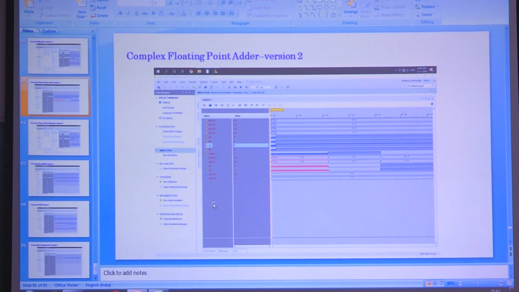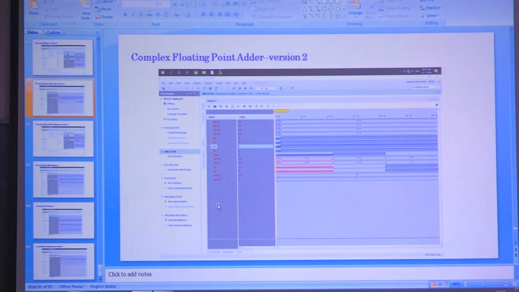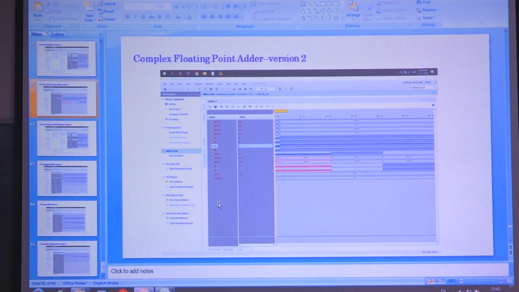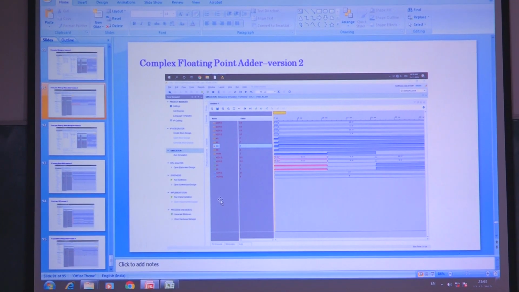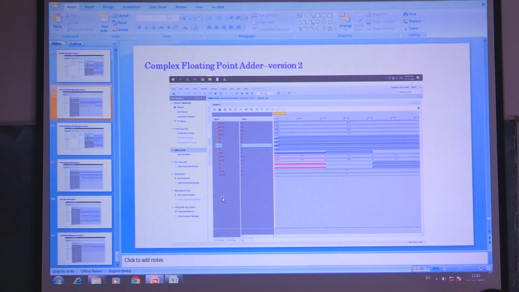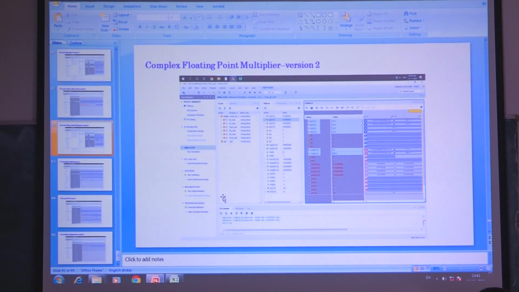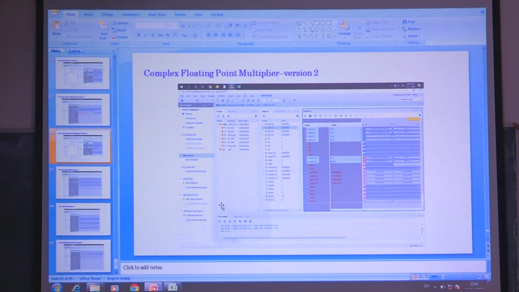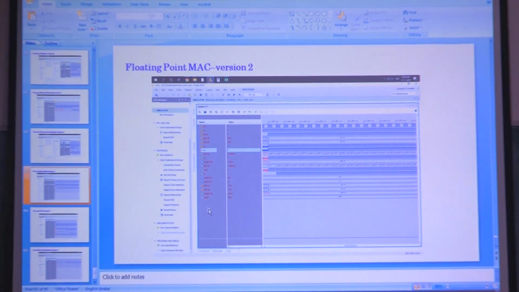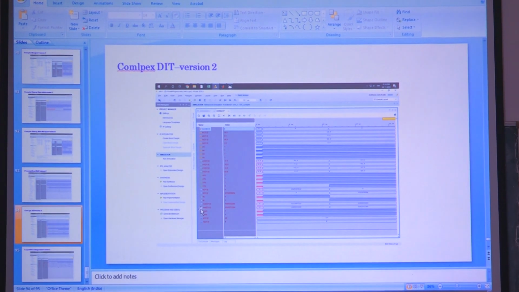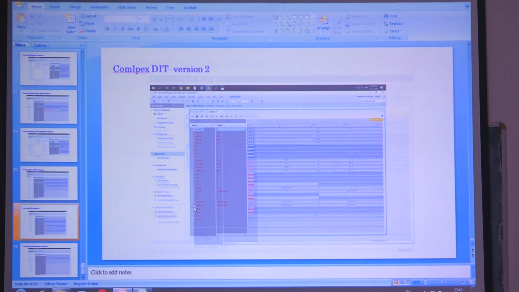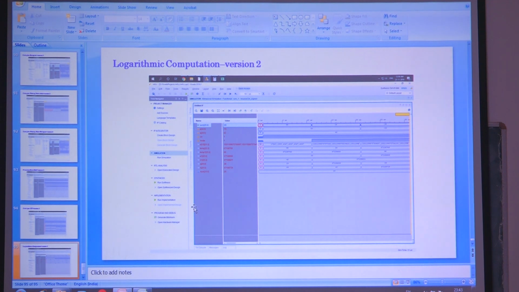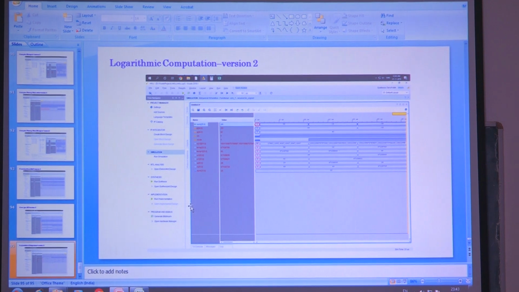that means it's not exactly the IEEE standard format of floating point. It's a floating point format which we used with some exponent bits and some mantissa bits. So this is the complex floating point multiplier. So the floating point Mac result, and then the FFT with the DIT architecture. So logarithmic computations, X4.